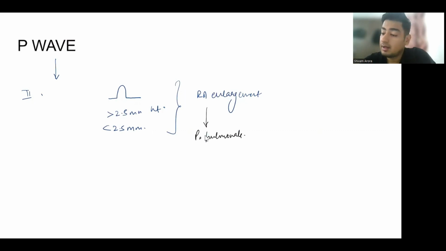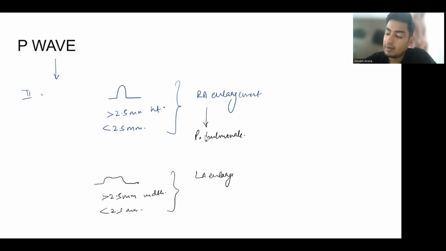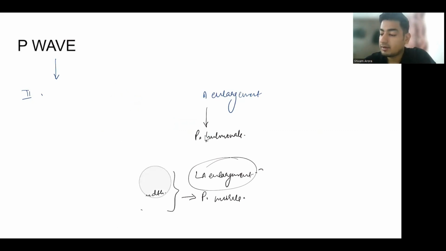Similarly, if the width of the P wave is more than 2.5 mm, but height is normal, that is less than 2.5 mm, it represents LA enlargement because the later half is because of LA depolarization. Clear? And the most common cause of LA enlargement is mitral valve diseases, so it is also known as P mitral. Clear?